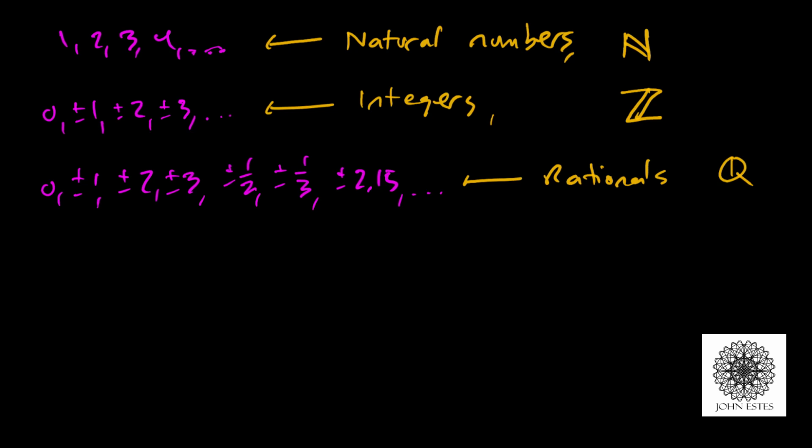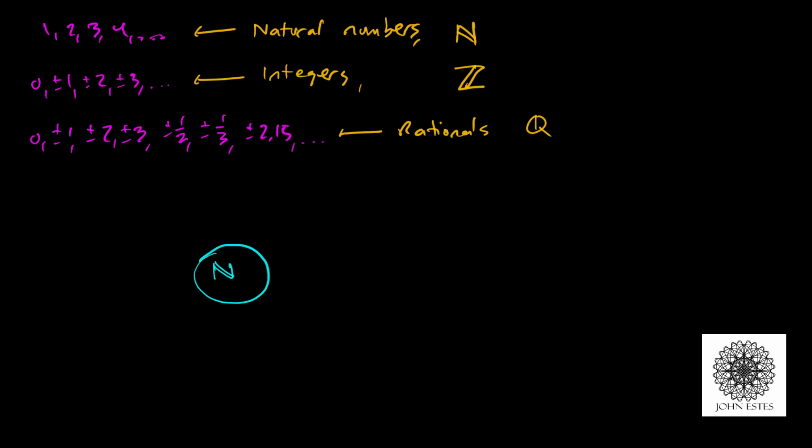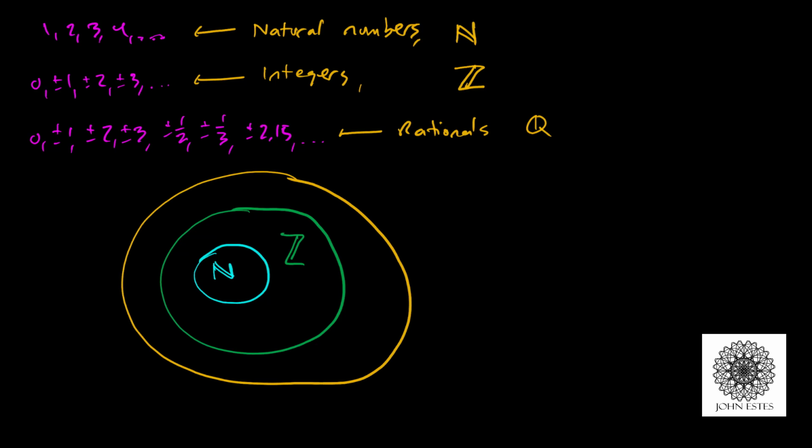Okay, so these 3 groups of numbers are very common, and you can picture them kind of like this. So here I have a circle with the natural numbers in it. Okay, and I can broaden my horizons a little bit and include not only the naturals, but 0 and plus or minus 1 and plus or minus 2, and I get the integers. But every natural number is an integer, and every integer also is rational. So let's include those as well. Alright, so now here we have the rational numbers.